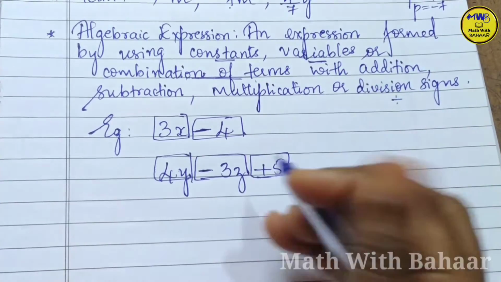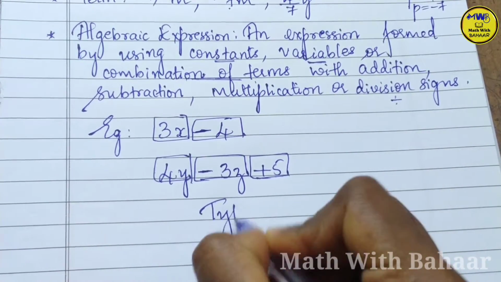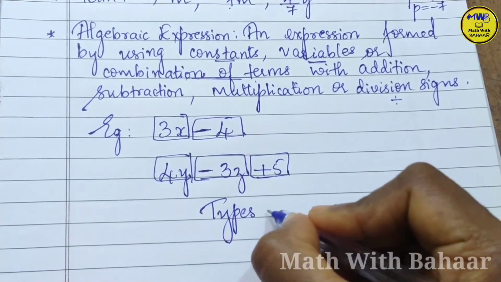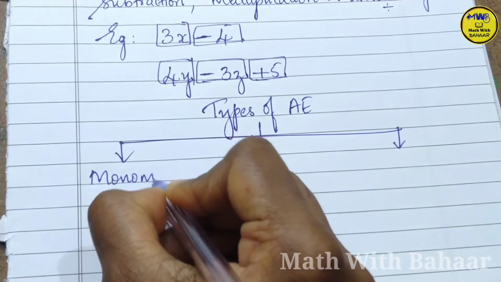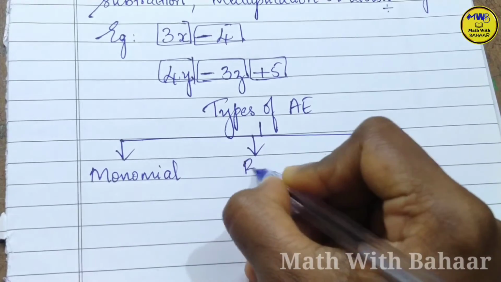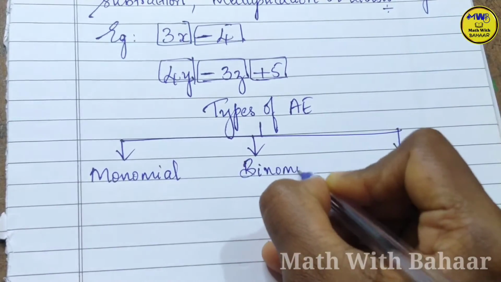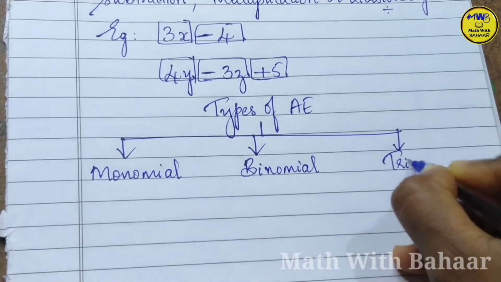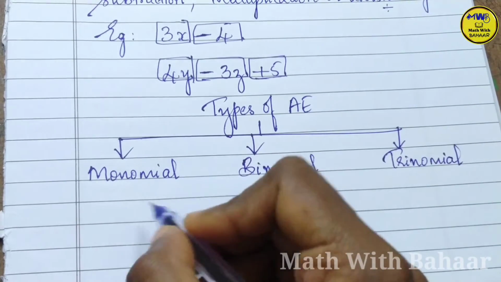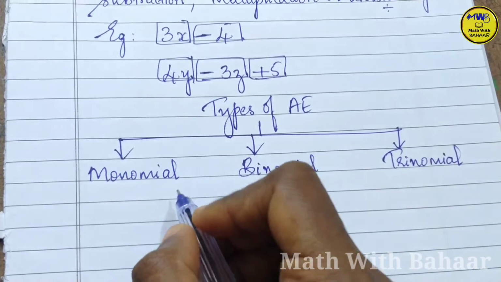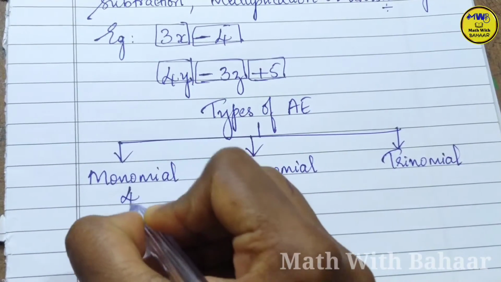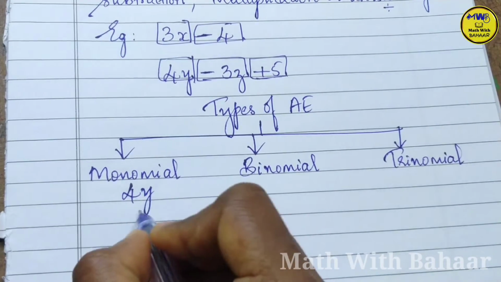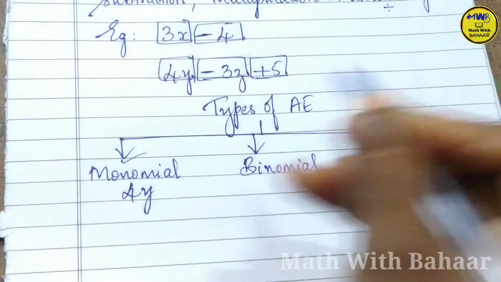Next, let us have a look at the types of algebraic expressions, which you have already learnt. You have already learnt about monomials, binomials, and trinomials in your previous class, right? So what's a monomial? Yes, a monomial is an algebraic expression having a single term. Let's say 4y, which consists of a single term. We call it a monomial.